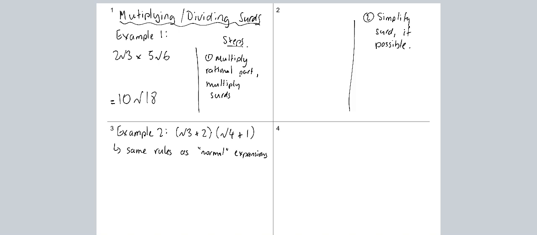So we would just do our usual steps. Again, I'll do it longhand. You could do it in one step if you're happy to. So I will go, that's 10 multiplied by root 9 times root 2, which is 10 times 3 times root 2, which is 30 root 2.